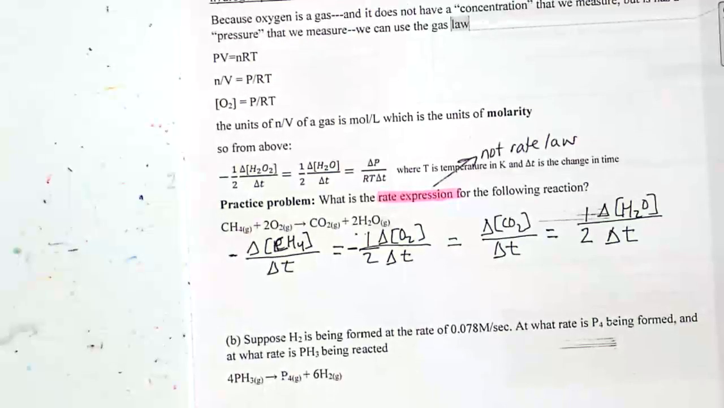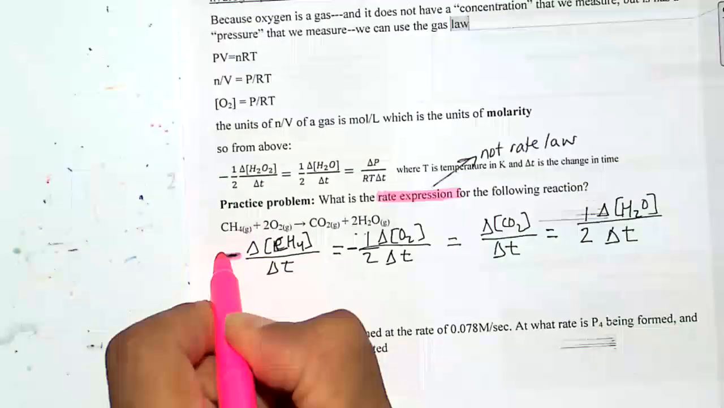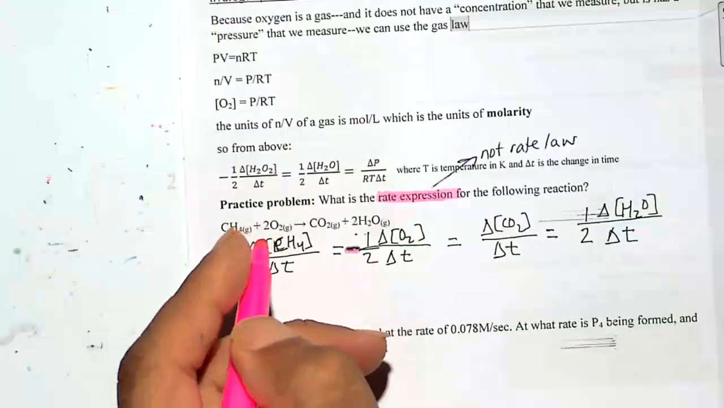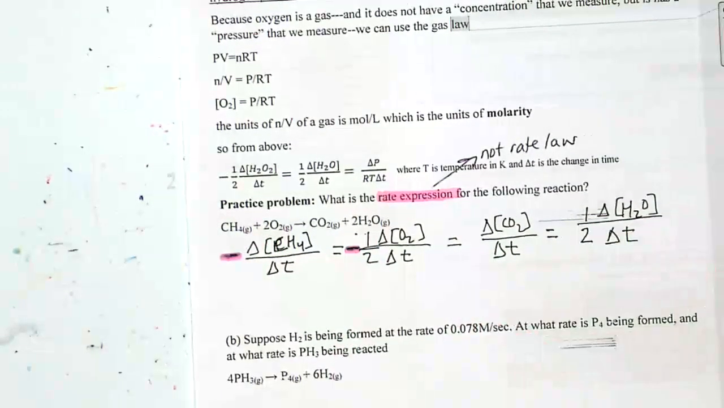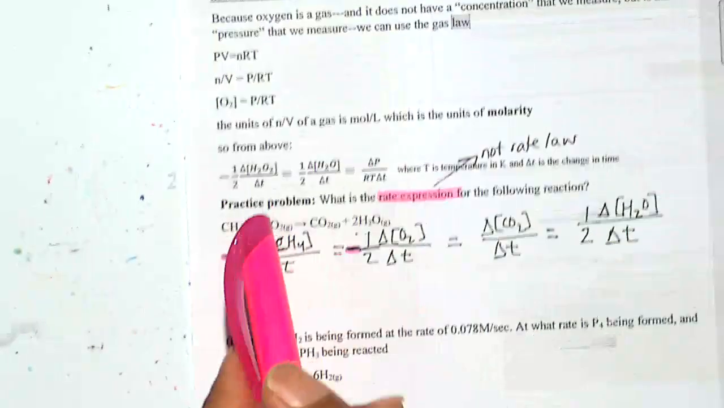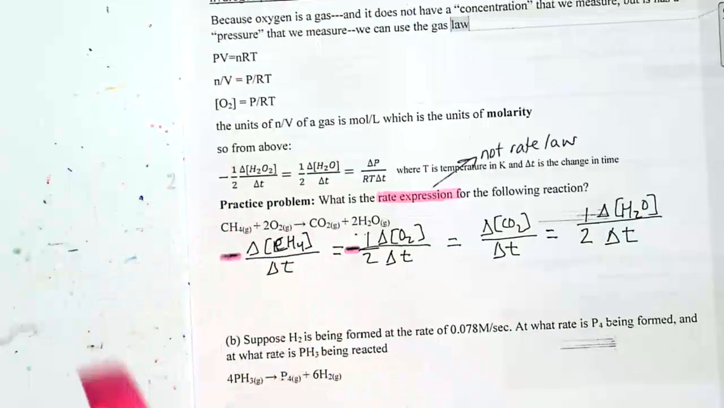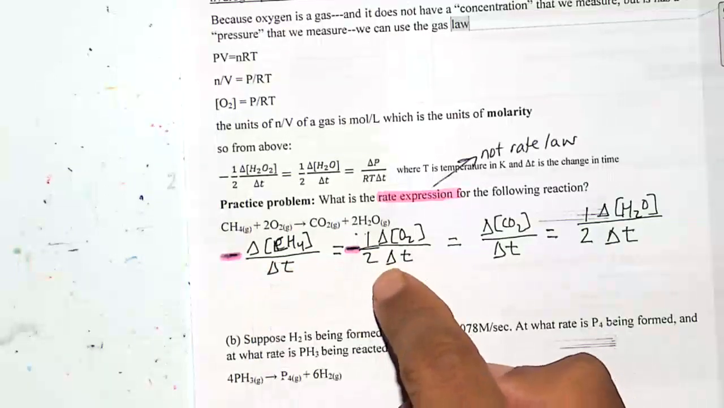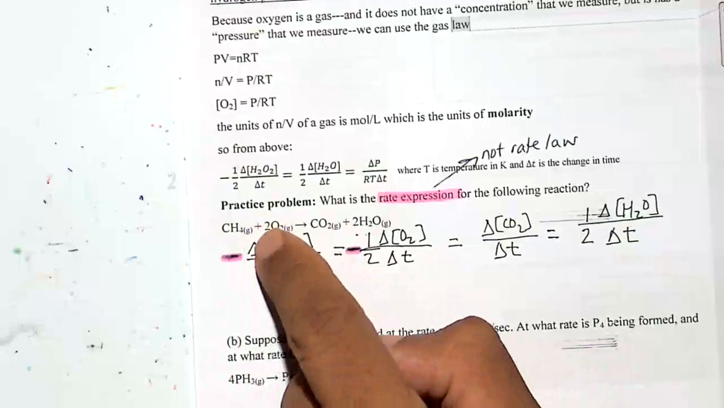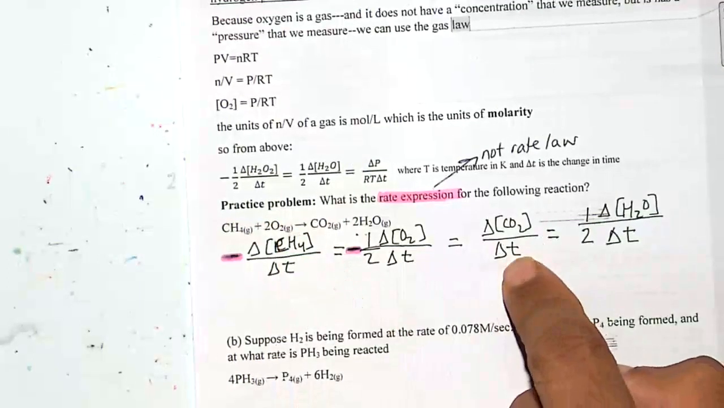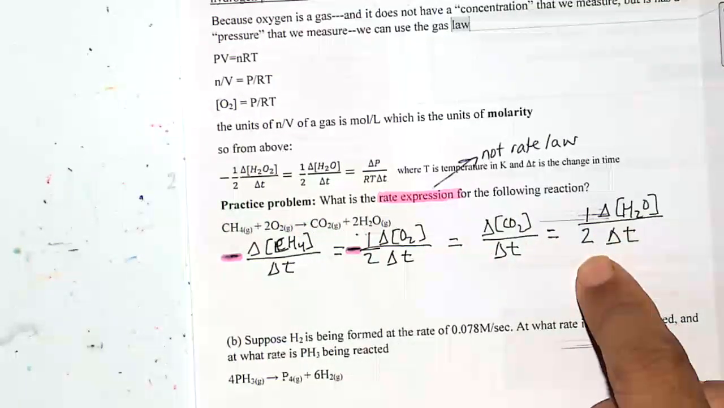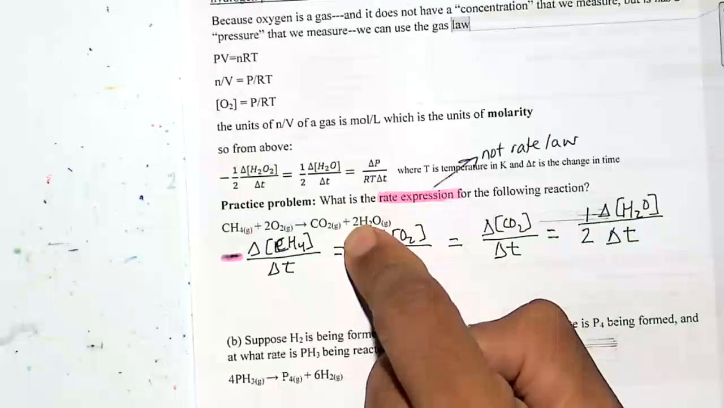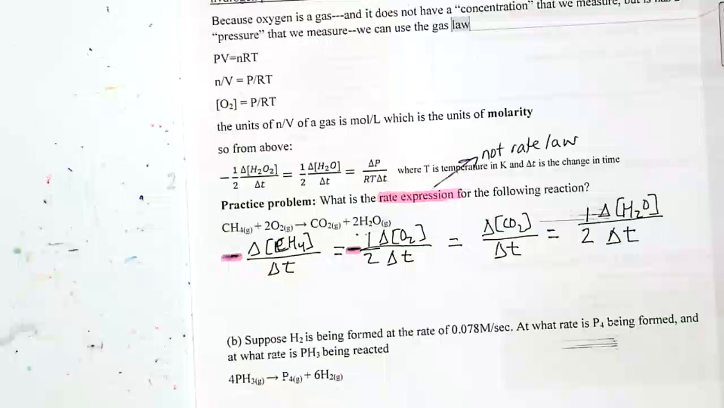So that is the rate expression. It's negative because these are reactants. They're going to go down over time. This is positive. They're going to go up over time. We will take the inverse of the coefficient. The rate of decrease of this should equal the rate of decrease of O2 by 1/2 because we have 2 moles, should equal the rate of increase of CO2, should equal the rate of increase of H2O by 1/2 because we actually have 2 moles here. So that's how the expression works.